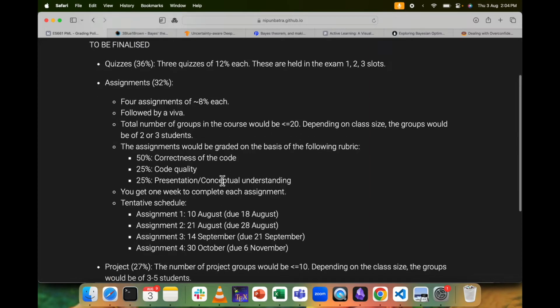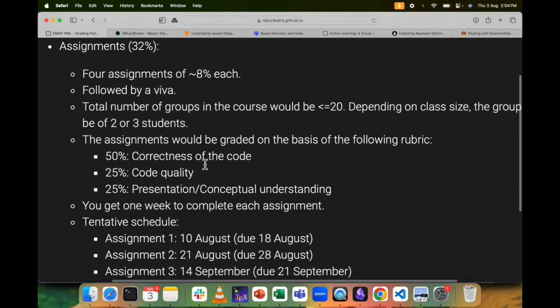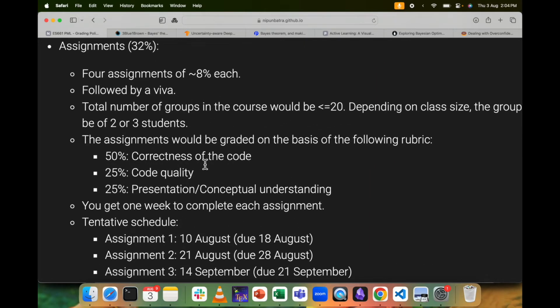And we'll have the following rubric for grading the assignments. The correctness of the code, of course. Then the quality of the code. Are you making use of good software engineering practices, such as maybe annotating well, using classes where appropriate, using tests where appropriate, reusing code via functions, and then some presentation and conceptual understanding. You may have solved everything correct, but if you're not able to explain, you should not be getting the full marks.